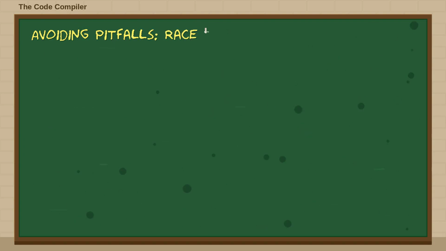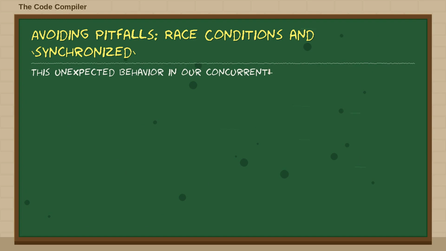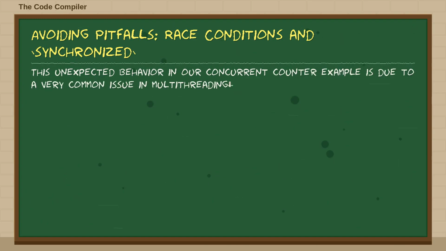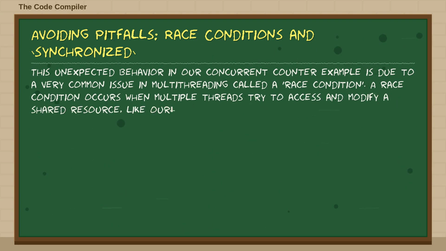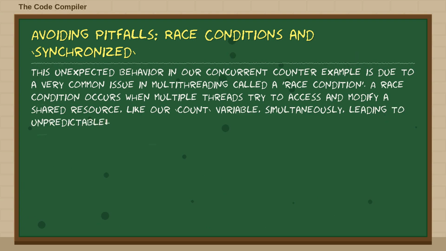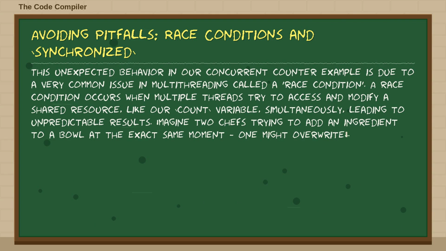This unexpected behavior in our concurrent counter example is due to a very common issue in multithreading called a race condition. A race condition occurs when multiple threads try to access and modify a shared resource, like our count variable, simultaneously, leading to unpredictable results. Imagine two chefs trying to add an ingredient to a bowl at the exact same moment. One might overwrite the other's action.